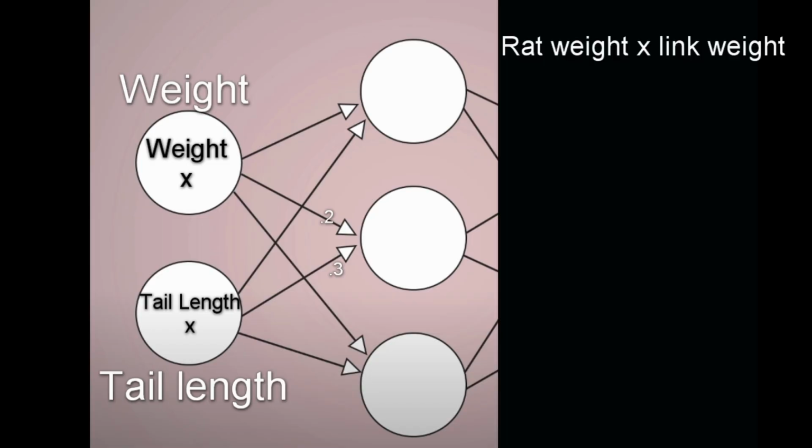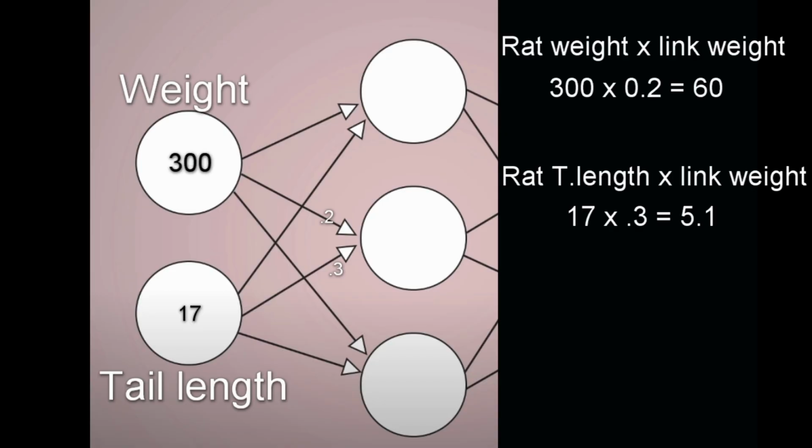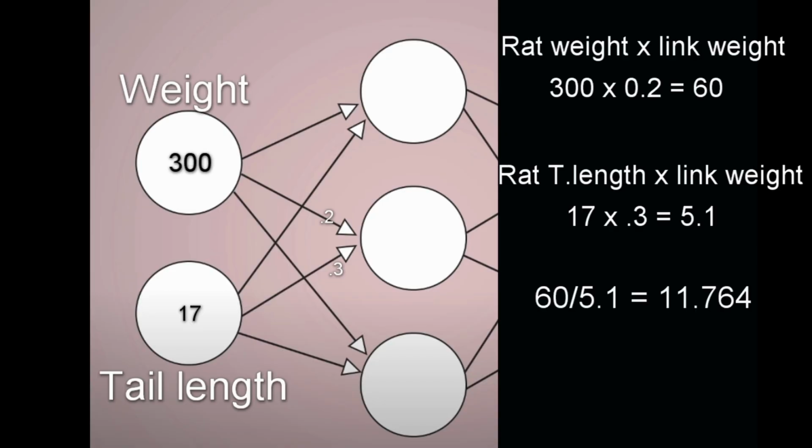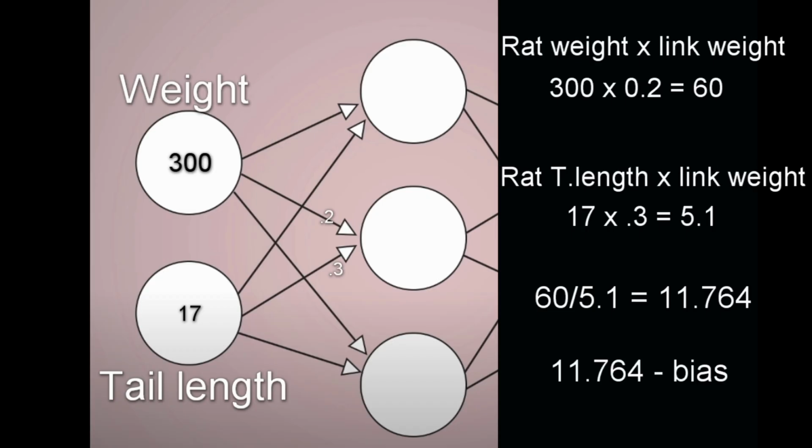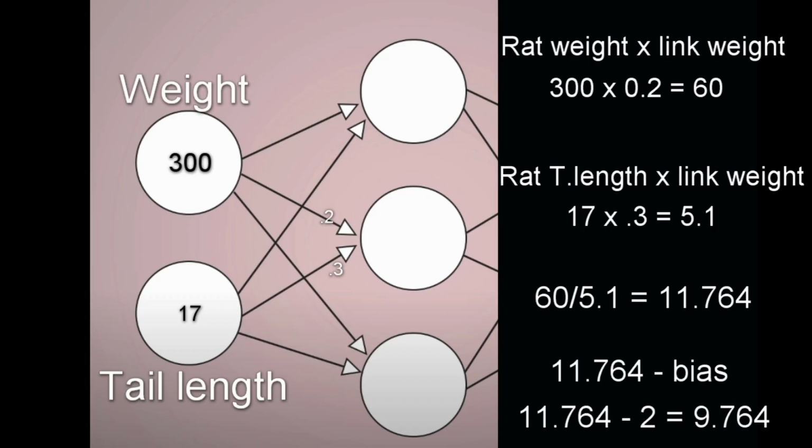We take their rat weight times link weight, 300 times 0.2 equals 60, rat tail length times link weight, 17 times 0.3 equals 5.1. We add those together and get 60 divided by 5.1 equals 11.764. Then you take the value and divide it by the bias of the neuron. In this case, I chose 2 for some random reason.